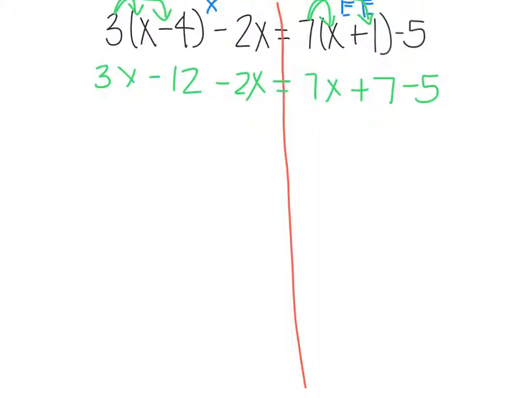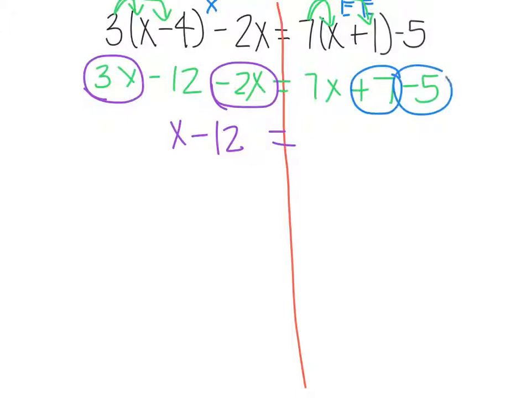Then I've got to simplify this, so I have 3x that I can combine with minus 2x, which is just x minus 12, equals. And then on the other side here, I have my plus 7 and my minus 5 that I can combine, so I get 7x, and then plus 7 minus 5 is 2.